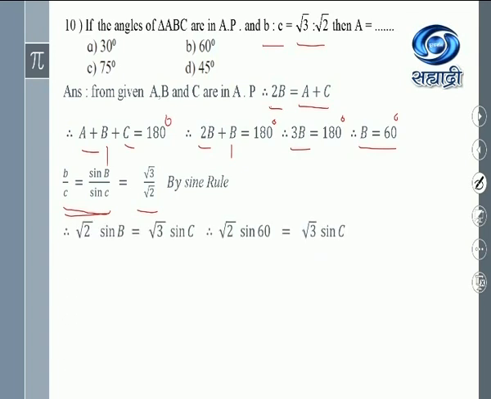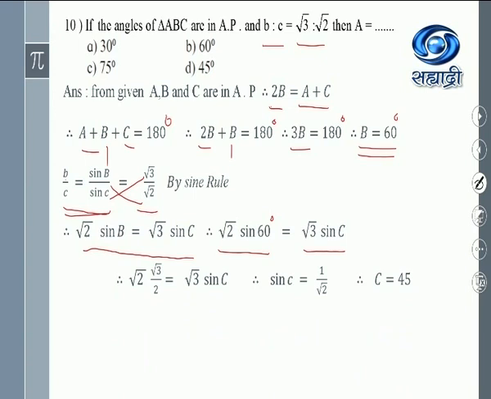Root 2 into sine B, we cross multiply, and root 3 into sine C. So we write that root 2 into sine B is equal to root 3 into sine C. But B you got as 60 degrees. Therefore this becomes root 2 sine 60 degrees is equal to root 3 into sine C. Now you know sine 60 degrees, substitute. Root 2 into sine 60 degrees, which is root 3 by 2.